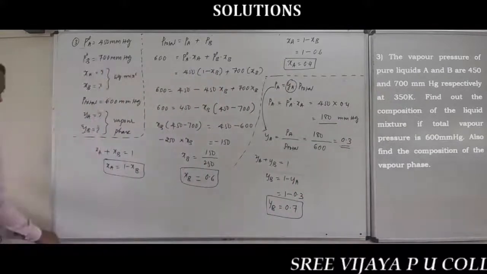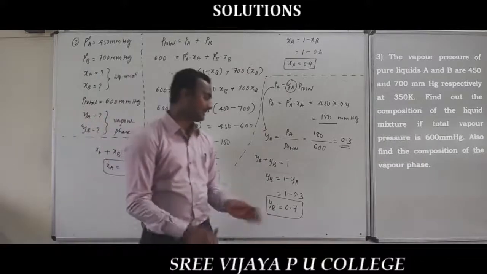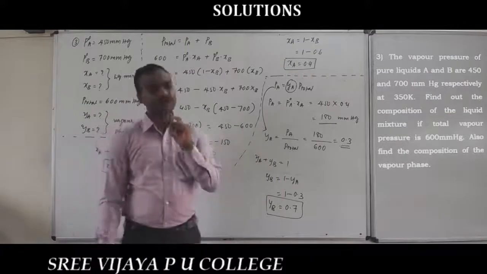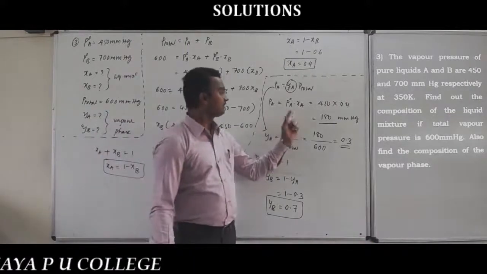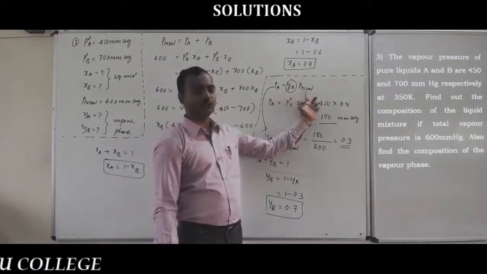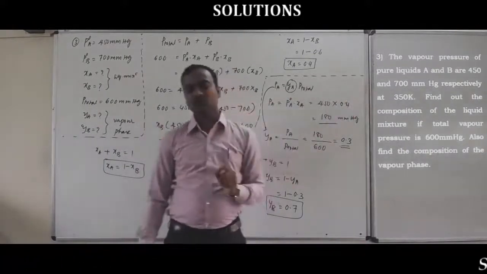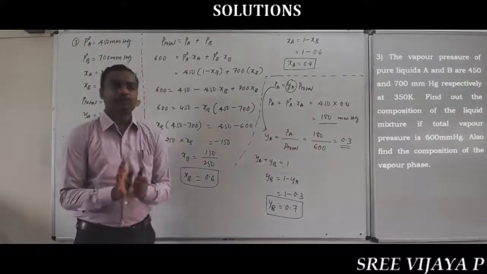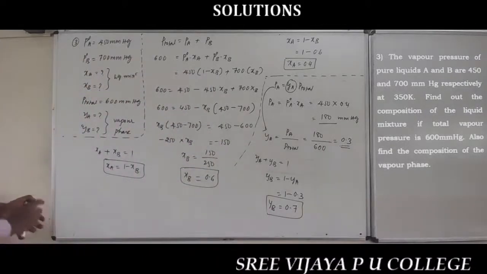Competitive exams often ask questions like this, calculating in the vapor phase, but they give numbers that divide easily. So to find the mole fraction or composition in the vapor phase, we use this formula, that is PA is equal to YA into P total. For the other component, PB is equal to YB into P total. If you use X, that is the mole fraction in the liquid phase, and if you use Y, that is the mole fraction in the vapor phase. So that's about problem number 3.